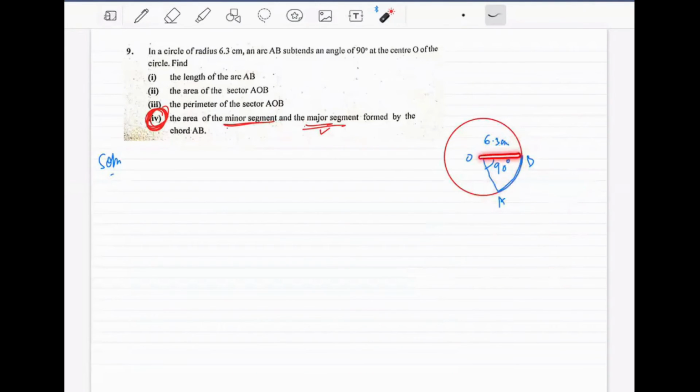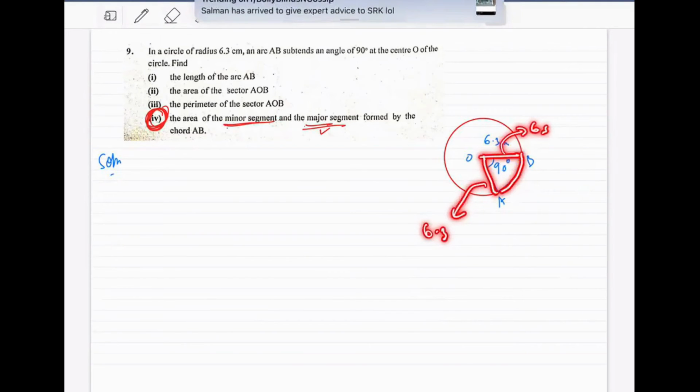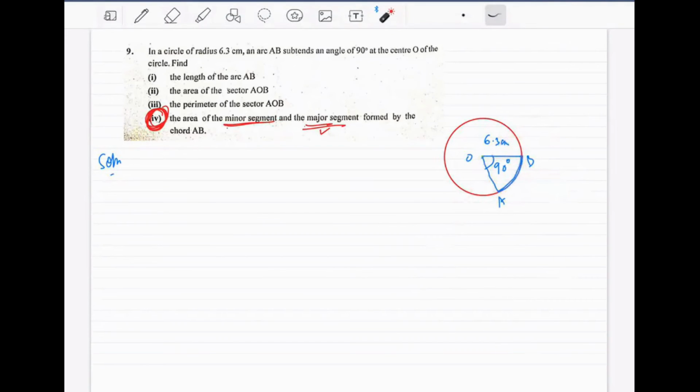So this OB portion is 6.3. This OA portion is also 6.3. And this AB portion right here, this is 9.9. We have already calculated the length of the arc, right? Length of arc we have already calculated and found it to be 9.9. So coming to Roman number 3, if you want to calculate the perimeter of the sector, there are three parts: OA, OB, and AB.